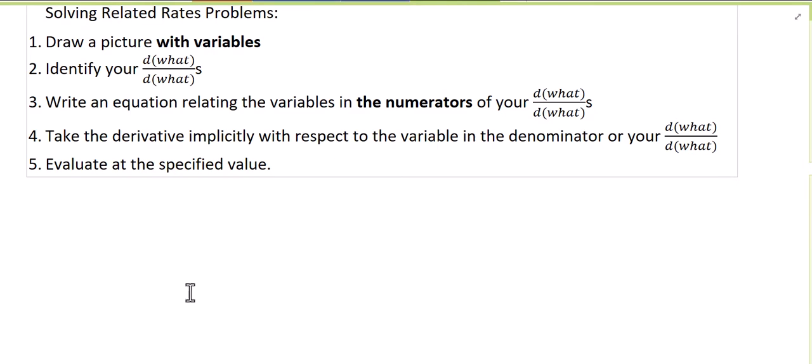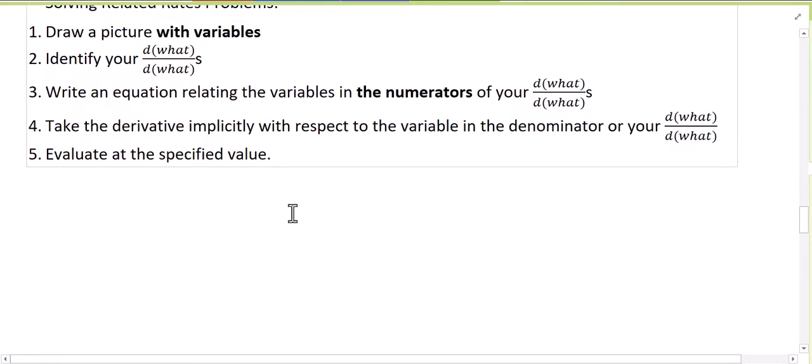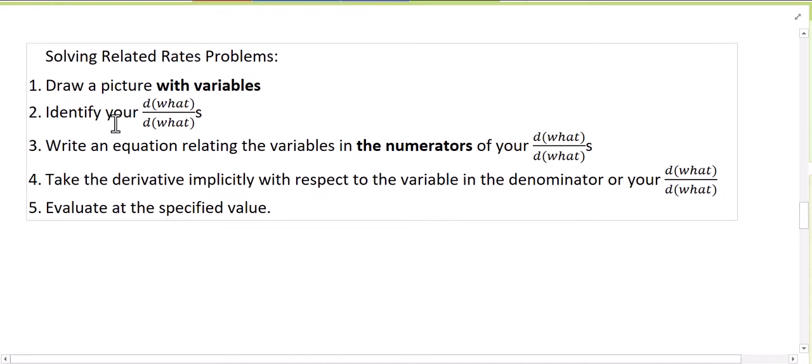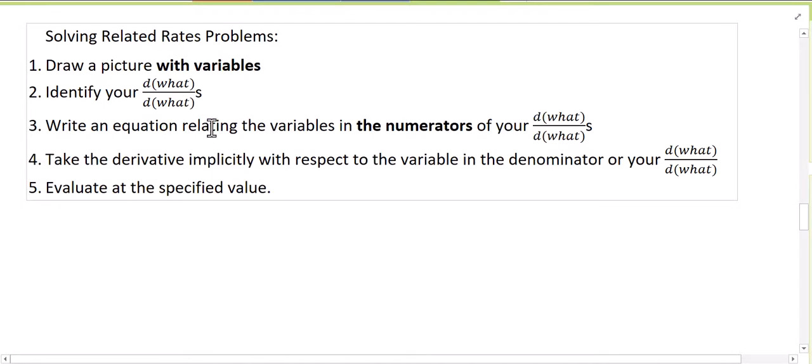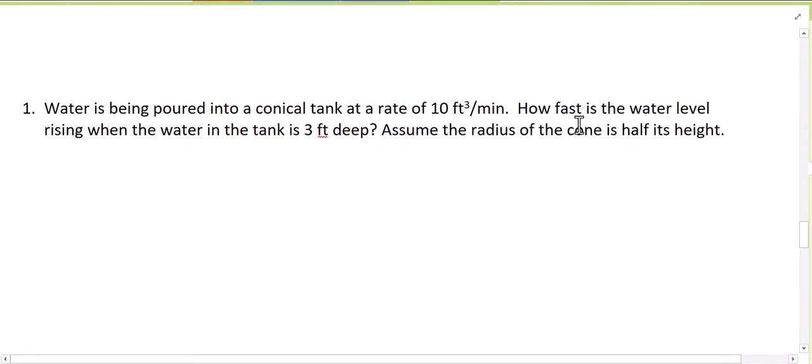So I'm going to leave you with an example. Try it on your own, to set up at least to where you have the formula, step 3: write an equation relating the variables in the numerators. And then in the second video, part 2 of this video series, we'll solve it. So our example is: water is being poured into a conical tank at a rate of 10 feet cubed per minute. How fast is the water level rising when the water in the tank is 3 feet deep? Assume the radius of the cone is half its height.